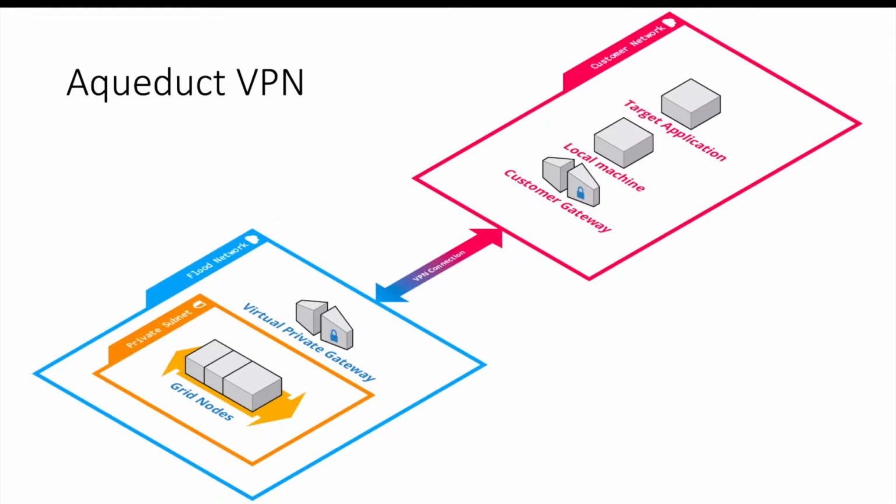Aqueduct VPN is a managed VPN service, which allows Tricentis Flood to peer with customer-provided VPN gateways to their own network. This requires configuration from both Flood and customer representatives at the network level.